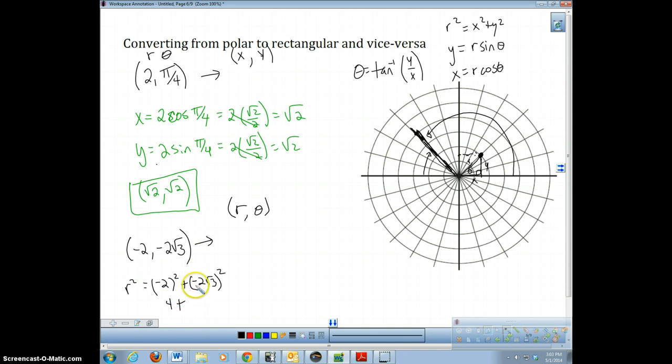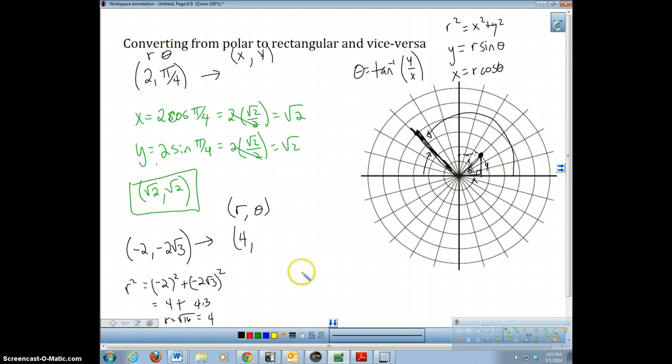But we're going to get 4 plus 4 times 3. And r is going to be the square root of this, so this is 12 plus 4 is 16. We get 4. So r is 4. And we want to find theta.